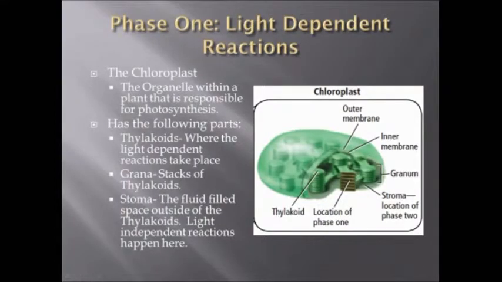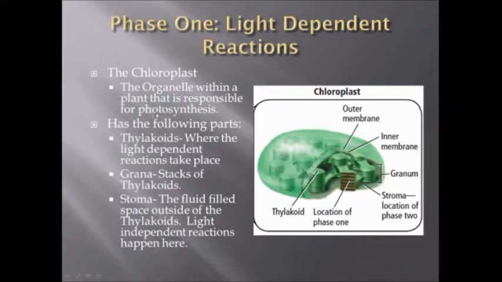So, phase 1, the light-dependent reactions. Well, the chloroplast. This is the organelle right here that is responsible for all of photosynthesis. And it basically looks like this little green thing with these weird little pancake-looking objects that appear on there. And you have these other things called the granum and the stroma. We're going to learn what all these mean today and kind of what they do.